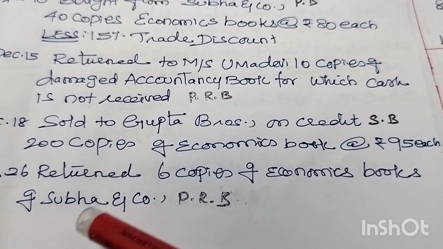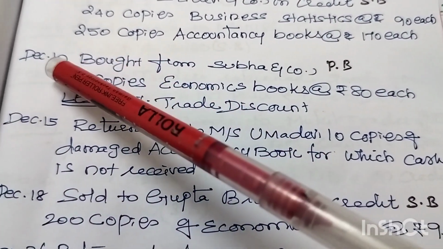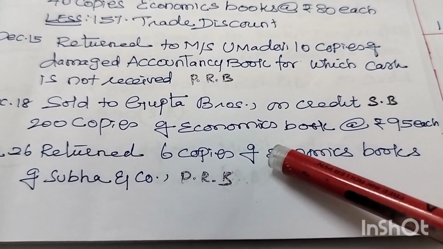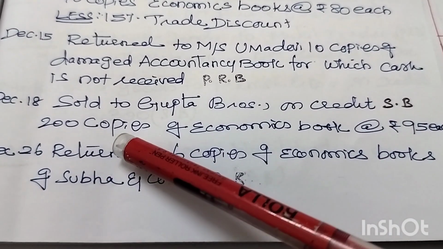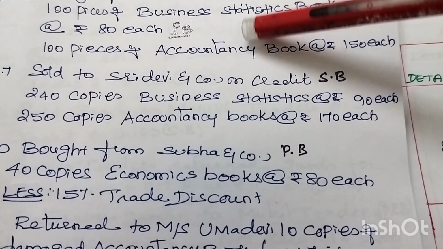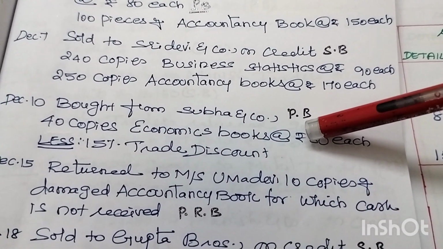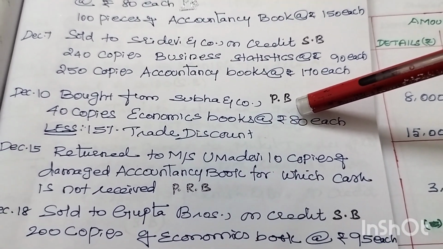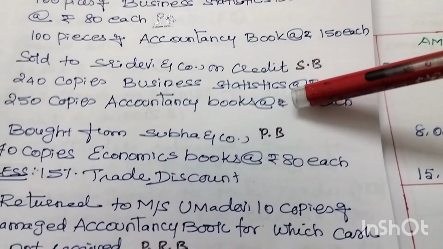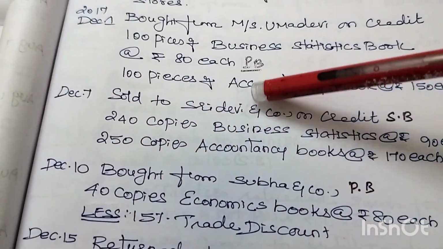How do you find? Because Subha and Co. made credit purchases on December 10. So here we returned 6 copies of economics book. So this is the purchases return transaction. So you identify which transaction goes into which book. Now we are going to open the books. How many books are we going to open? You are going to open the purchases book, sales book and purchases return book. So we are going to open 3 books.